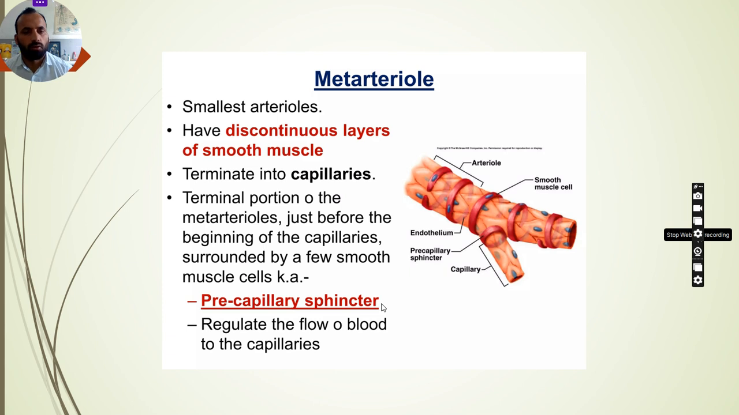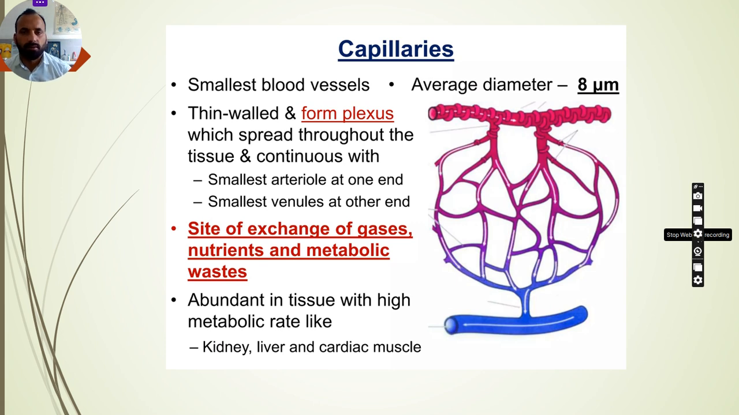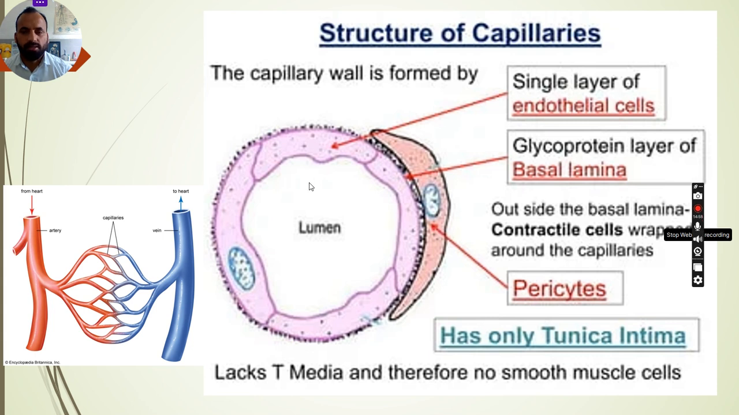You can see that capillaries have 2-3 types that we'll be discussing in the coming slides. Capillaries are basically the smallest blood vessels. The terminal arterioles just end into the capillaries, and the average diameter is 8 microns. They are very thin walled, and they are the site of exchange of gases, nutrients, and metabolic wastes. The basic structure of any capillary: you will have a single layer of endothelial cell lining.